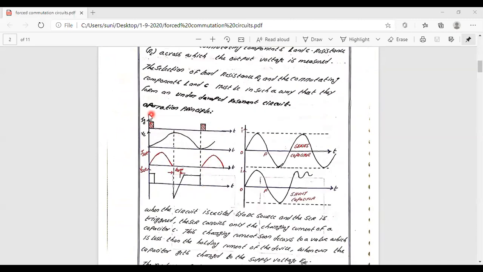So you may consider the waveforms provided here to be like this. Before this particular instant, the device is in the blocking state, so there is no current. Whenever you consider this instant, on one axis you consider the gate current, on another the capacitor voltage. This is going to be the current across the SCR, that is nothing but the load current, and the voltage across the SCR.